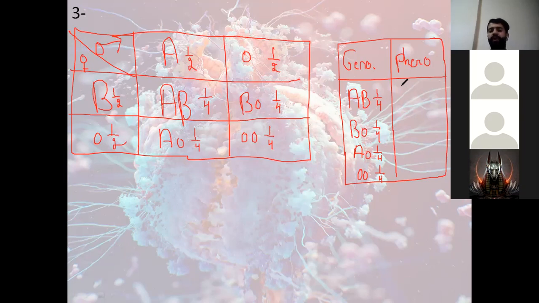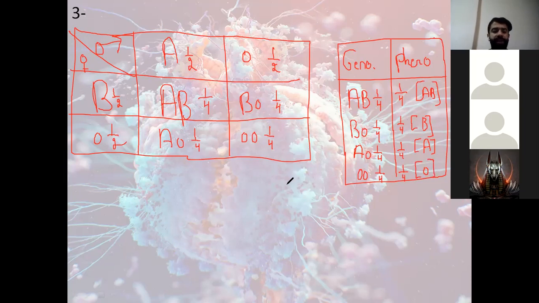So AB 1 over 4. The phenotype, 1 over 4, the blood group will be AB. BO, 1 over 4, the blood group will be blood group B. AO, 1 over 4, the blood group will be A. And OO, 1 over 4, the blood group will be blood group O.